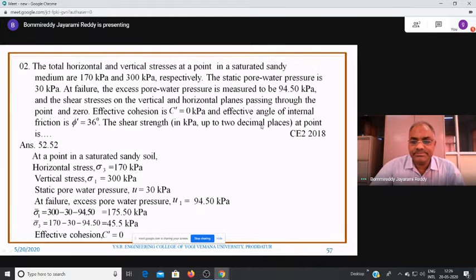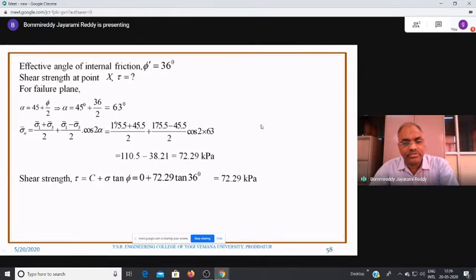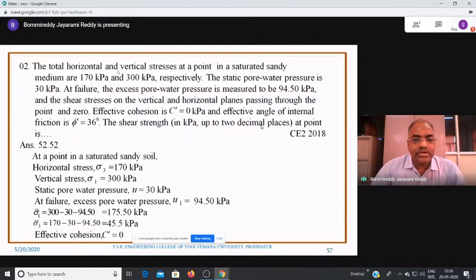So next one also looks big, but the question is not that big. Okay, the total horizontal and vertical stresses at a point in a saturated sandy medium are 170 kPa and 300 kPa respectively. Remember here it is saturated sandy soil, and sigma 3 is 170, sigma 1 is 300, given.